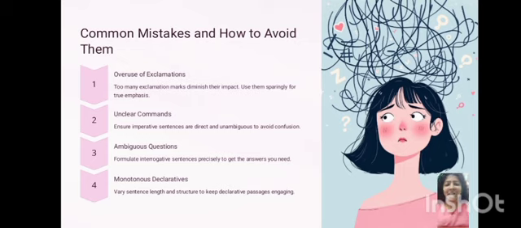Here are some of the common mistakes and how to avoid them in our sentences. Overuse of exclamation is the first one, as too many exclamation marks diminish their impact. Use them sparingly for true emphasis. Second one is unclear commands. Third one is ambiguous questions. And fourth one is monotonous declaratives.